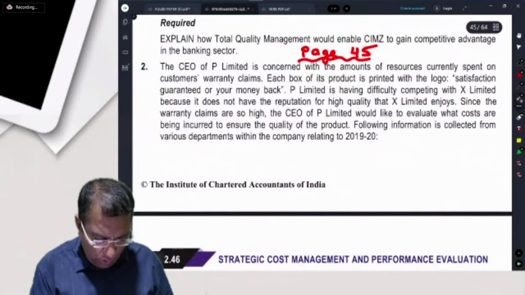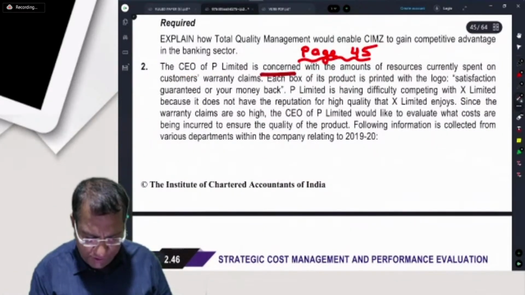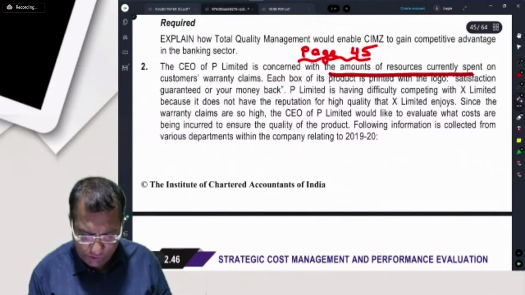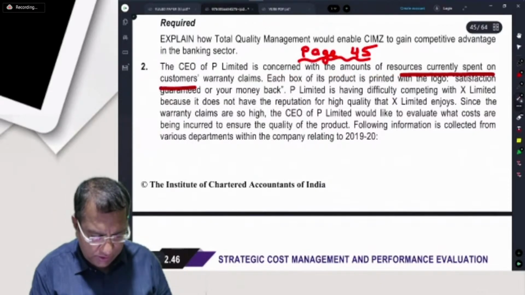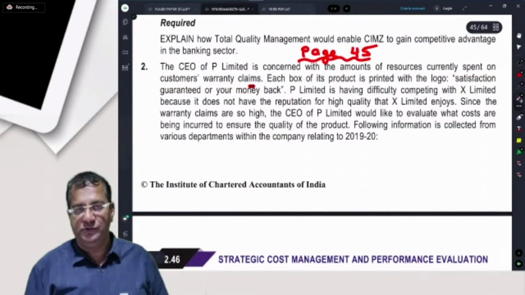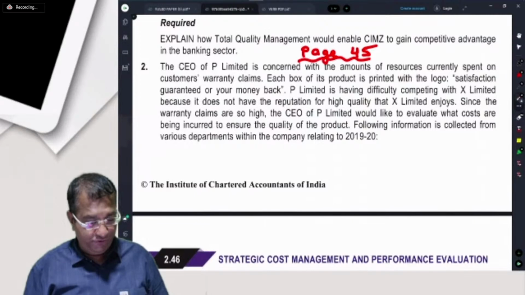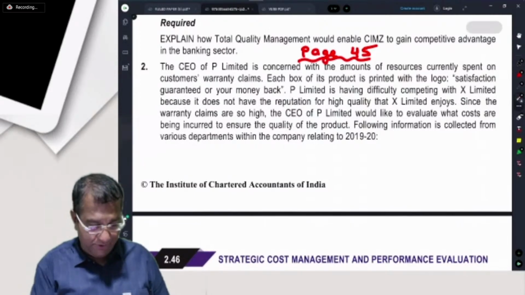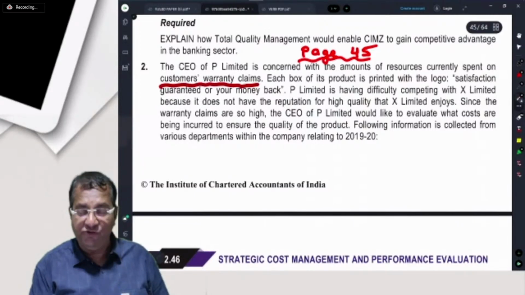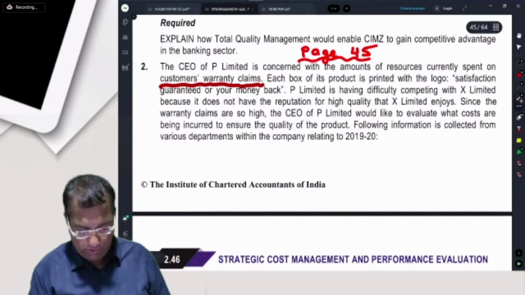The CEO of P Limited is concerned with the amount of resources currently spent on customer warranty claims. Okay. So the company is P Limited, the CEO is concerned about customer warranty claims. Can you tell me, beta, customer warranty claim is classified in which category? It is external failure cost.